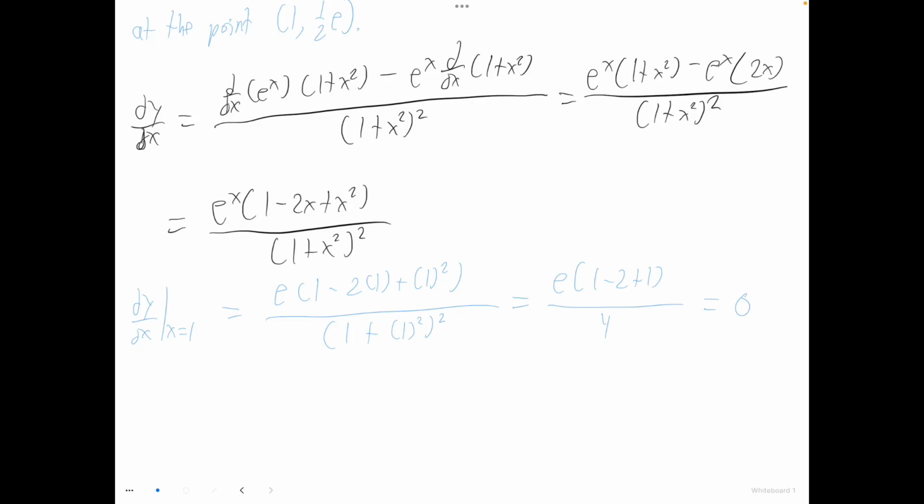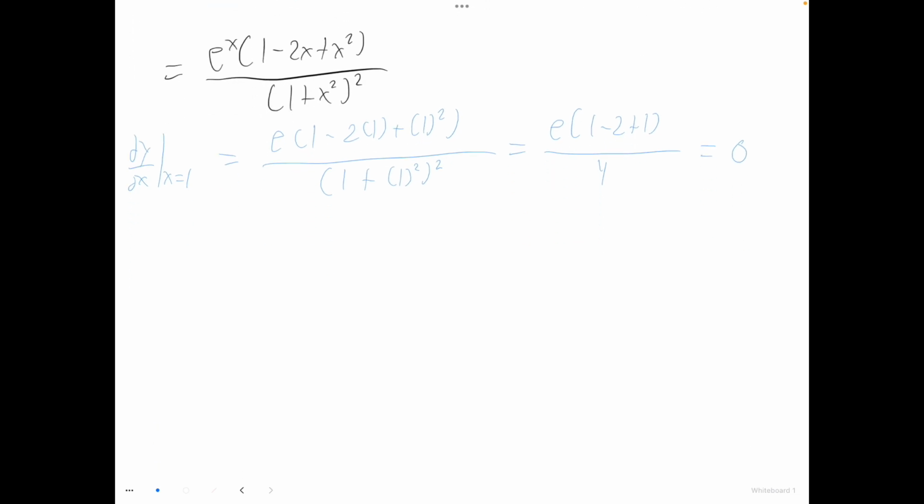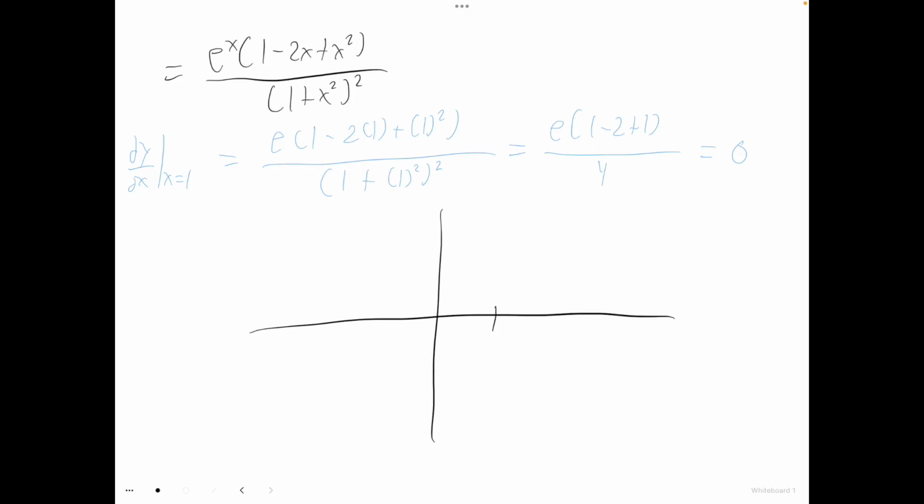So in other words, it is horizontal there. If you look at the graph at the point 1, 1/2 e, the graph is horizontal there. And so the graph is doing something where it becomes flat at that point. I'm just drawing a random graph. This is not the actual graph. But at this point of 1, the tangent line has a slope of 0.